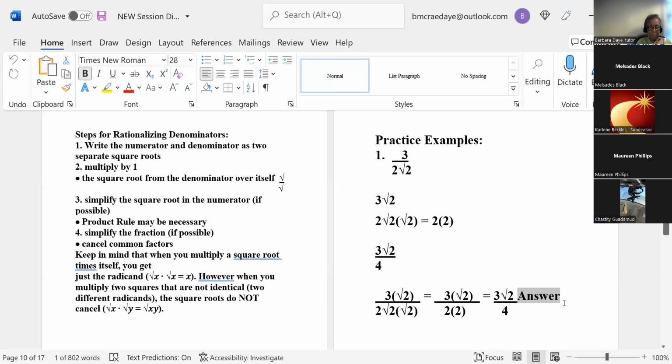Got it? This is called the rationalization of the radical, and we are rationalizing the denominator. The denominator has a radical. We want to get rid of that radical in the denominator. How do we do that? Multiplying by the radical. Okay. Got it?